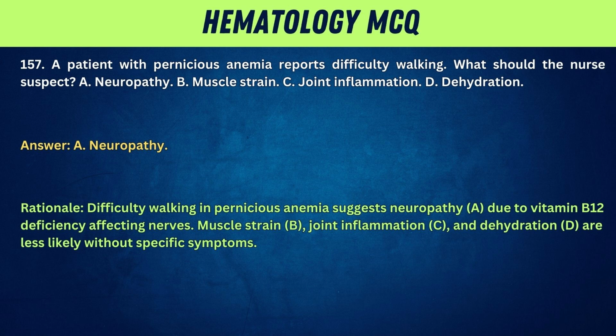157. A patient with pernicious anemia reports difficulty walking. What should the nurse suspect? A. Neuropathy. B. Muscle strain. C. Joint inflammation. D. Dehydration. Answer: A. Neuropathy. Rationale: Difficulty walking in pernicious anemia suggests neuropathy, A, due to vitamin B12 deficiency affecting nerves. Muscle strain, B, joint inflammation, C, and dehydration, D, are less likely without specific symptoms.